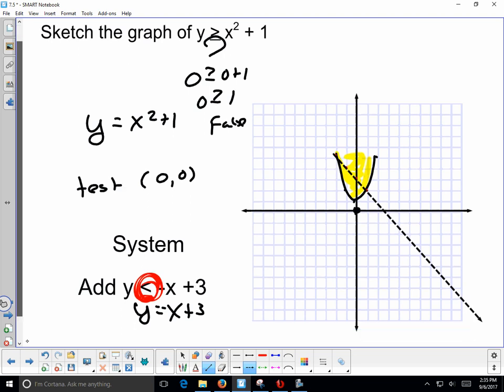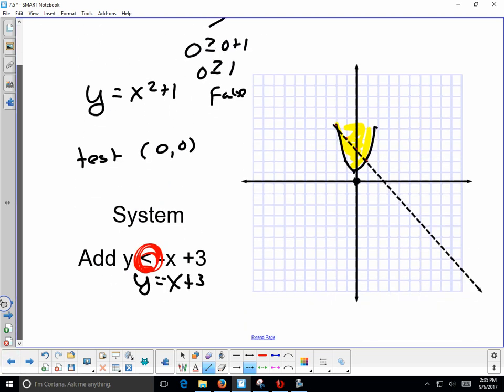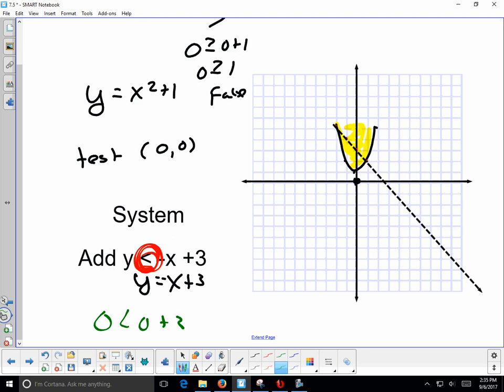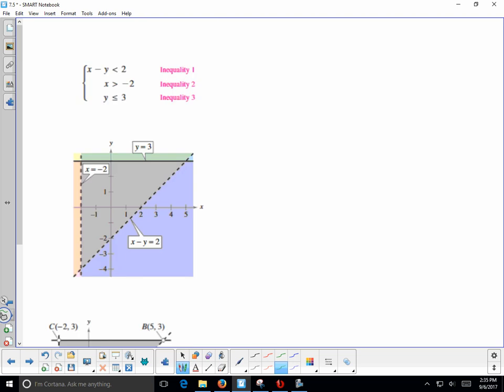I'm also going to test the point 0, 0. So 0 is less than 0 plus 3. 0 is less than 3, which is true, so I'm going to shade everything towards that direction. So the answer to this system would just be this little area that's in between the parabola and the line. That's what we're doing today. And as you can see, it wasn't really that difficult.